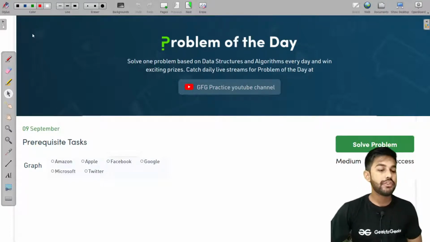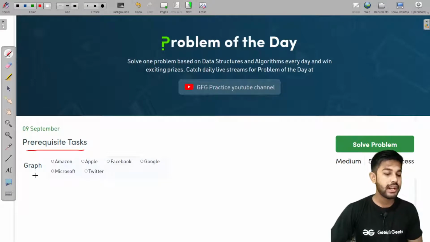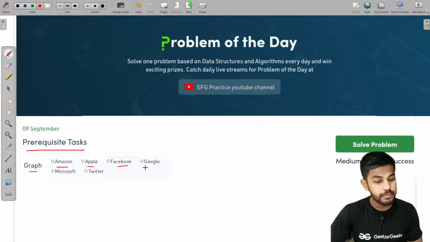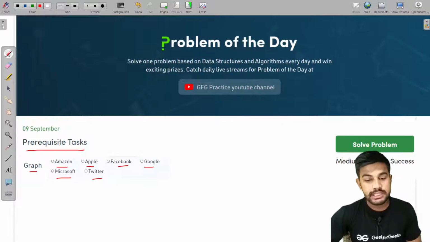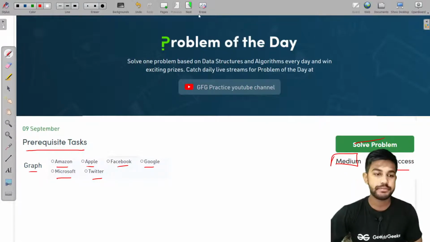So today we would be discussing the problem Prerequisite Task. This is a problem related to graphs. The company tags are quite interesting: Amazon, Apple, Facebook, Google, Microsoft, and Twitter. The success percentage is 50%, and the problem is a medium level problem. So let's see the problem statement.